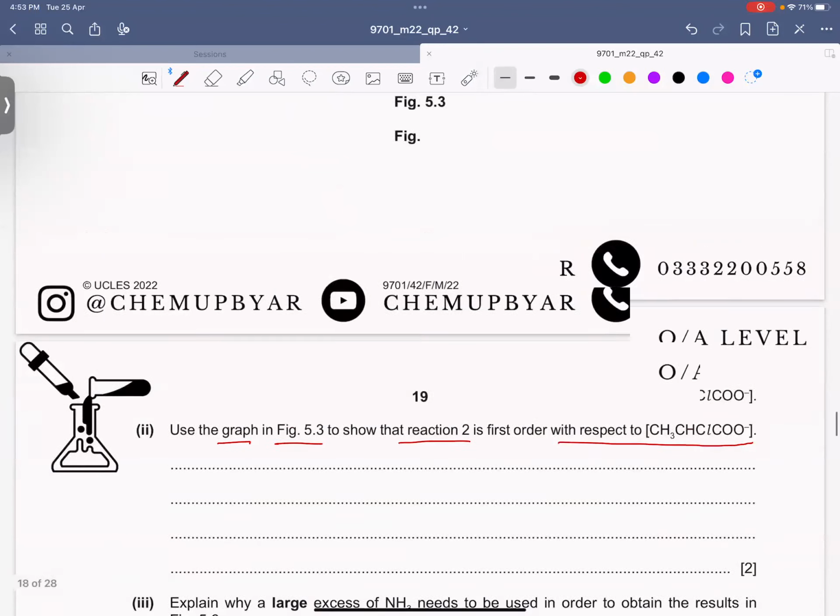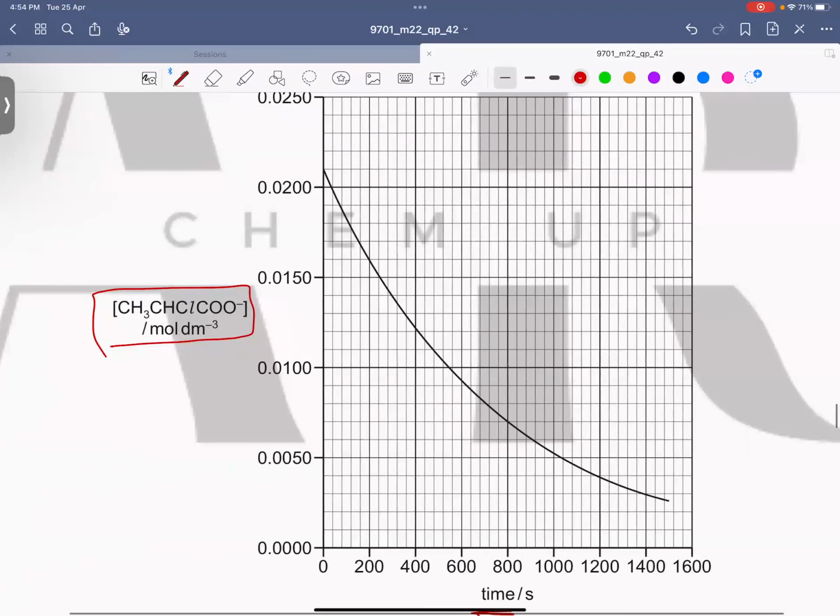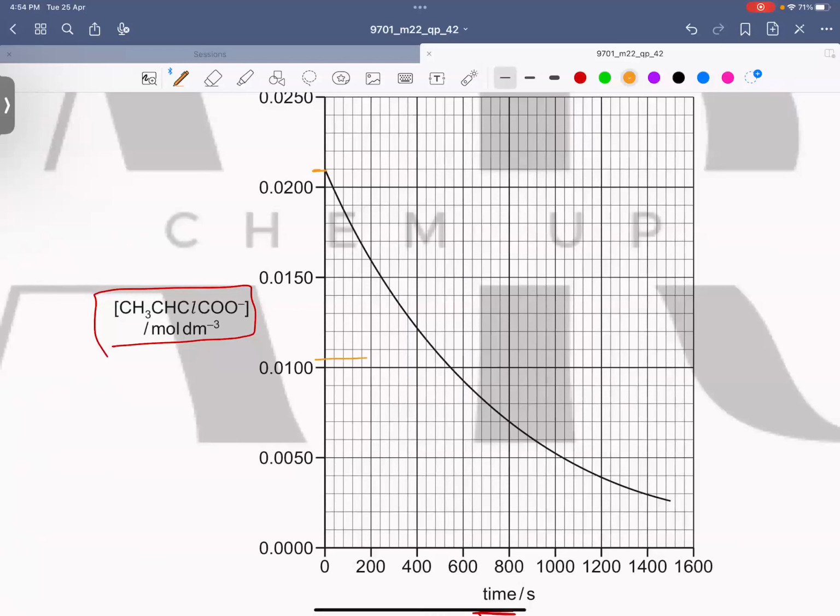It's a concentration-time graph. So what we would do, we would go for the half-life, and yeah, very good, Taha, if the half-lives are constant, then it indicates that it's first order. So if you look at this, what would be the value? It's 0.021, right? So this would be the half. So I take the half of the initial concentration and then check the time.